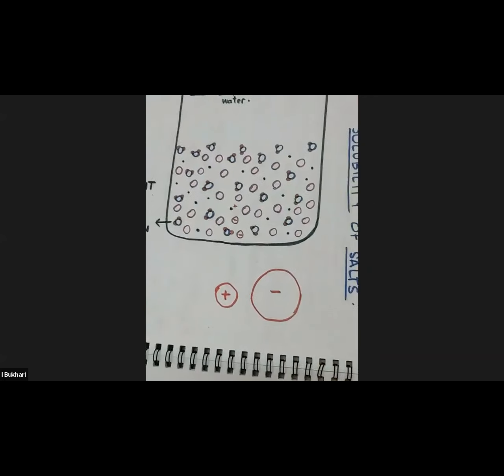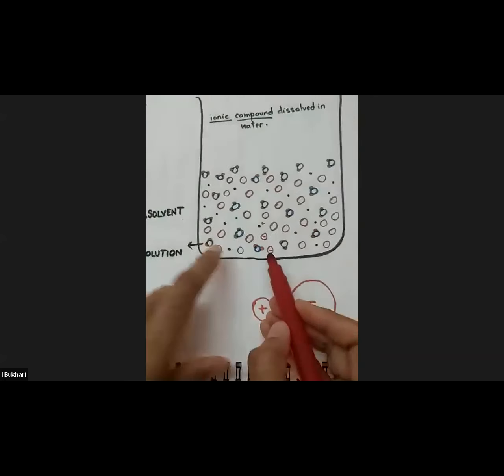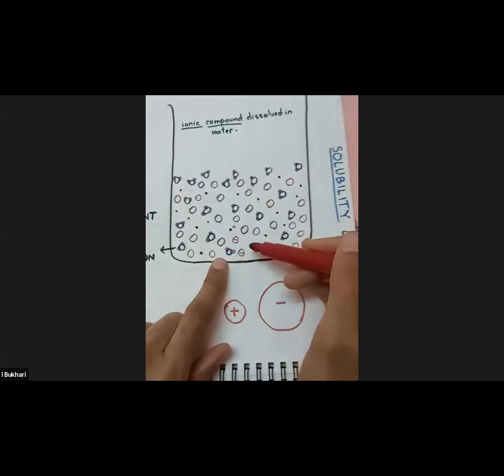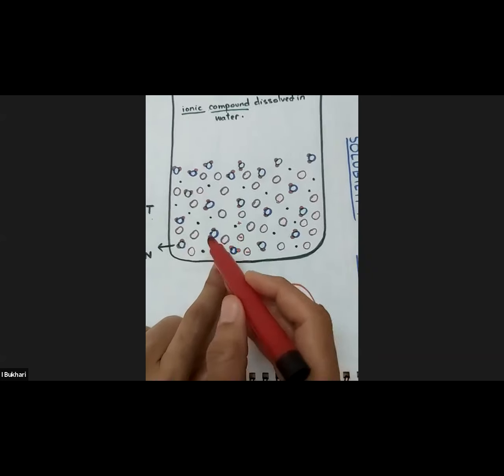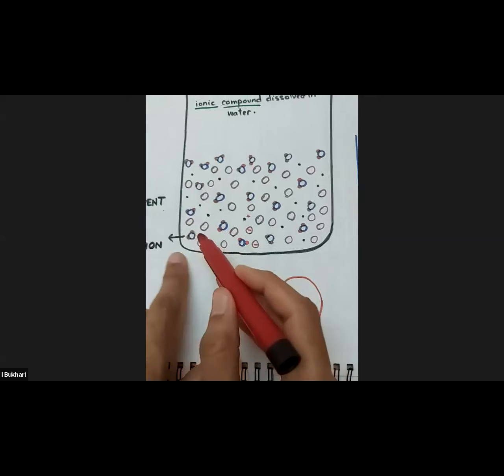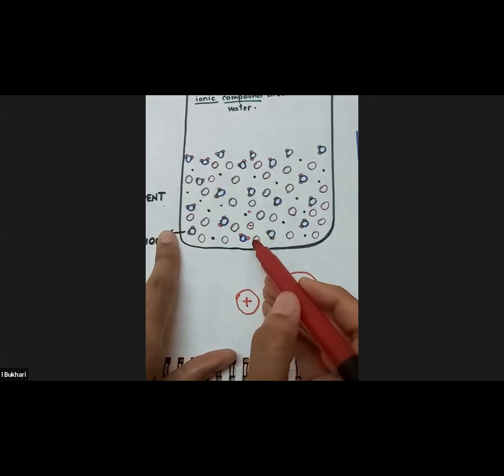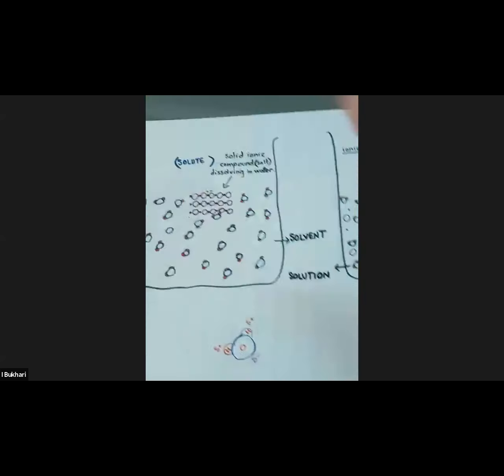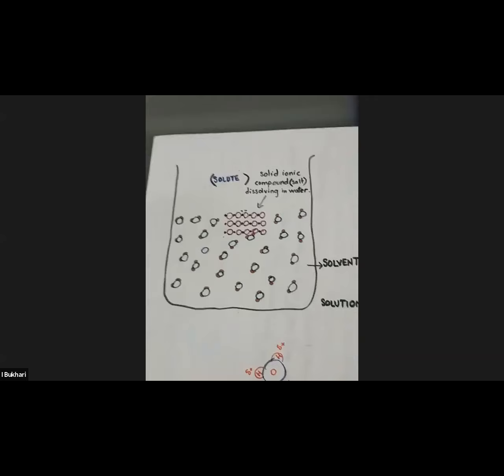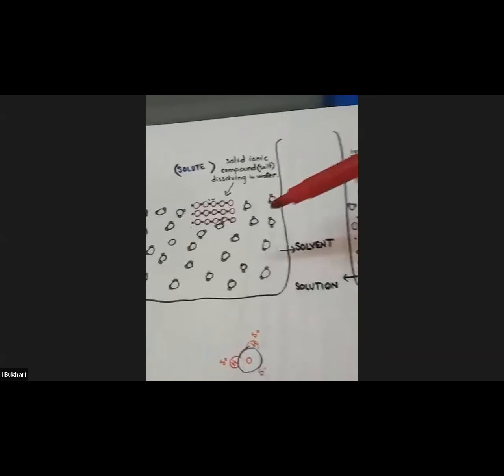Okay, so basically when a salt is dissolving in water, the cations and the anions of the salt are trying to get into the space between the water molecules, right? So this is what happens in dissolving. Okay, I'm recapping, Zores and Hassan Wali.